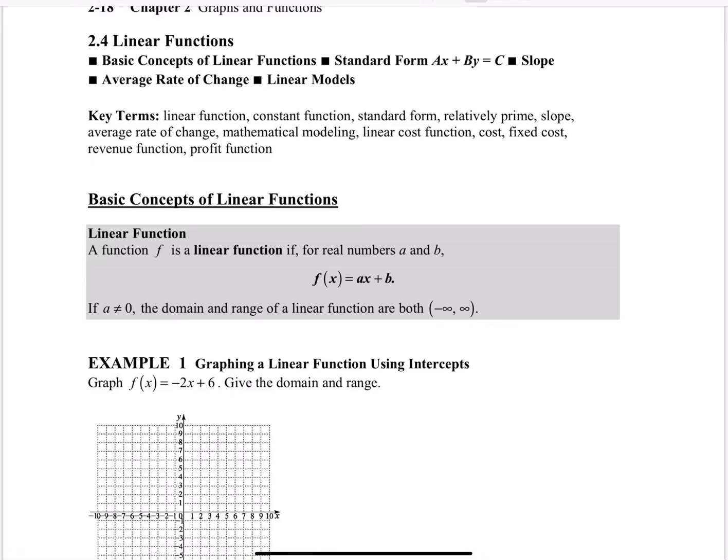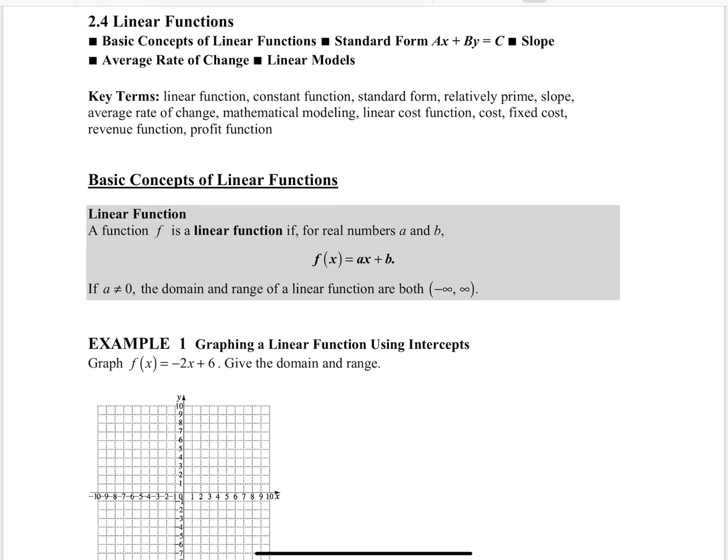Okay, class. Today we will do 2.4. 2.4 is called linear function. Okay? I will make a video for 2.4.